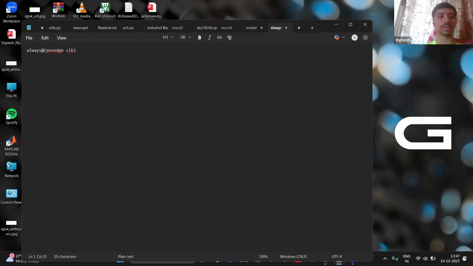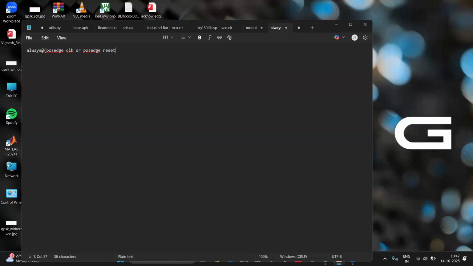So always at positive edge clock, this represents the synchronous reset. If we want asynchronous, we usually put or positive edge reset. Okay. So what does it mean?